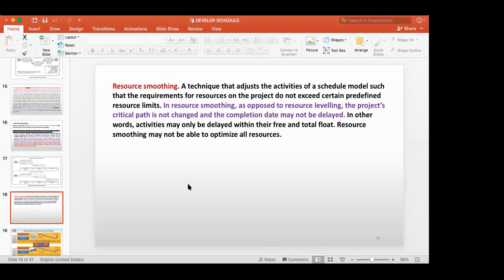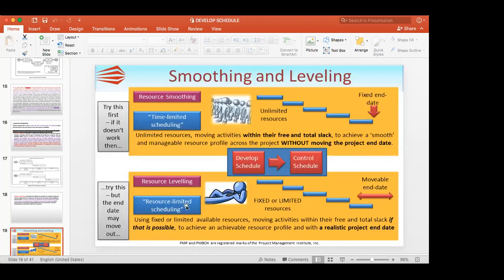Now, resource smoothing. Unlike resource leveling, the project's critical path is not changed and the completion date may not be delayed. In other words, activities may only be delayed within their free and total float duration. Resource smoothing may not be able to optimize all resources. With smoothing you can have unlimited resources, or some company has some resources, you put resources and maintain the critical path. That is what resource smoothing will do.